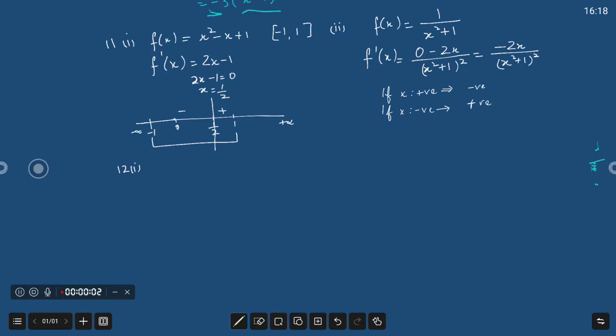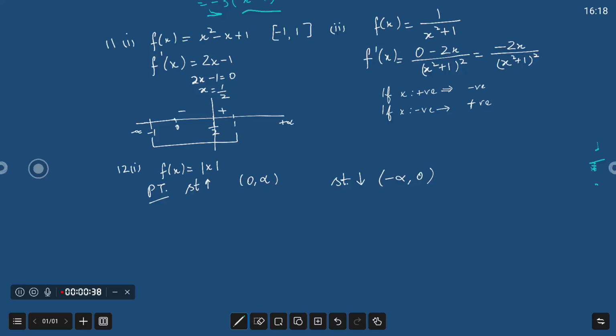So let's look at question number 12. Question number 12 is f(x) equals modulus of x. And you have to prove that the function is strictly increasing in the interval 0 to infinity. So it is strictly increasing. And the second part says it is strictly decreasing in the interval minus infinity to 0. Okay.